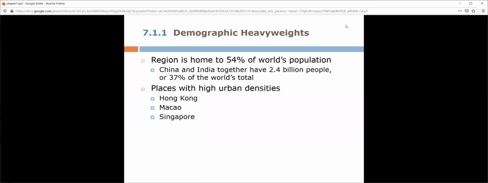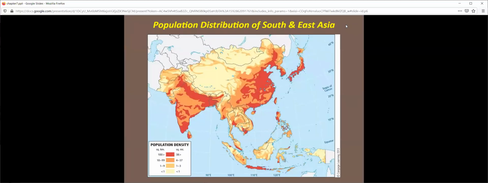Demographic heavyweight, right? As I said before, this region includes, at the time of this writing, it's even larger now, over half the world's population. China and India are massive, massive populations, each having, I think, 1.5 billion now at this point. Between those two countries, you're approaching 3 billion people. And also very, very populous cities, very high urban densities in Hong Kong, Macau, Singapore, Tokyo, Beijing, Delhi, the list goes on, right? Population distributions, you have a lot of land, but you have a lot of people, right? China and India, especially, massive populations.